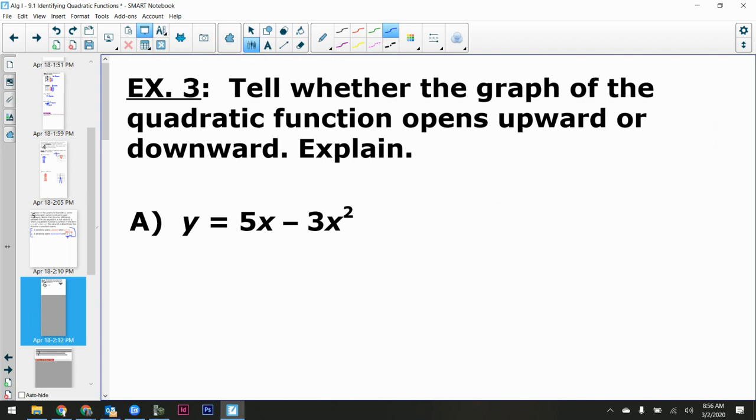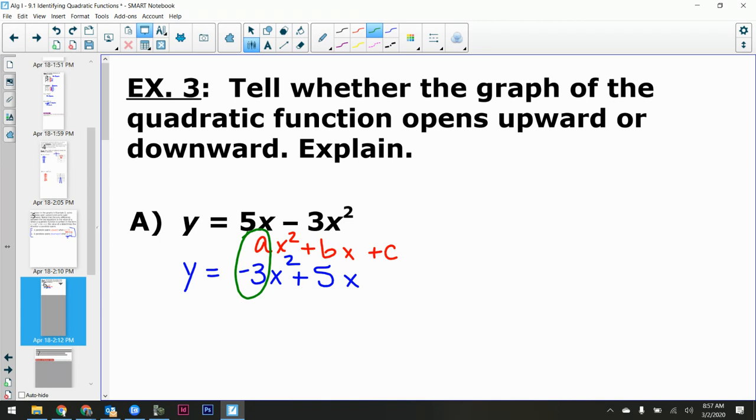So let's take a look here. What is my a value here? 5? -3. Guys, is this in standard form? Let's put it into standard form. y equals -3x squared plus 5x. You see that? It has to be in standard form. Because it's ax squared plus bx plus c, what would my a value be? My a value is -3.